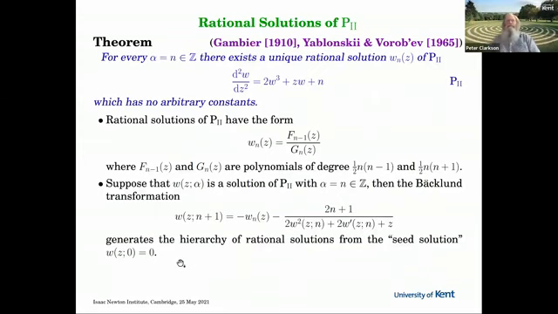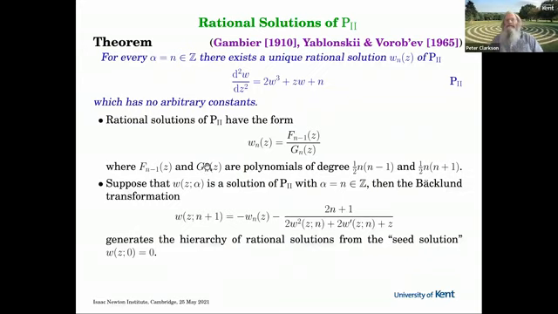Okay, so let's look at Painleve 2. Now, these have been known for a long time. It's been known since the work of Gambier in the early 20th century that Painleve 2 has a rational solution which is unique, provided the parameter alpha is an integer, positive or negative. It has no arbitrary constants, and it has the form of a polynomial of degree n times n minus 1 divided by a polynomial of degree half n plus 1.